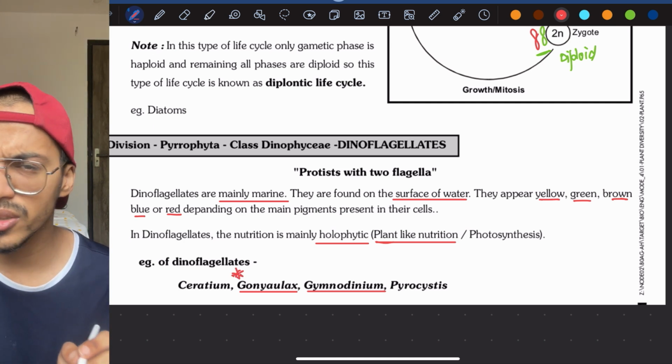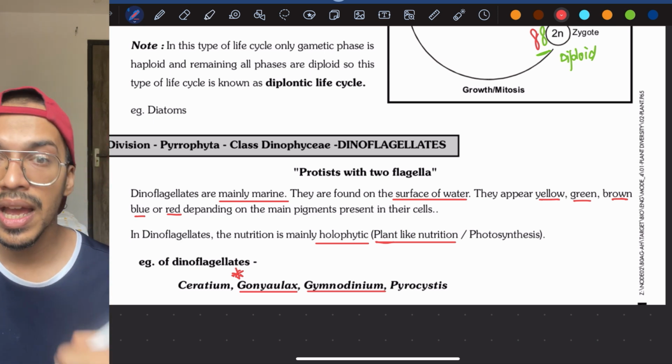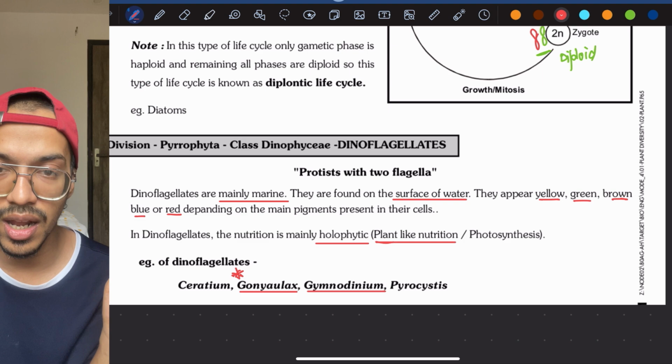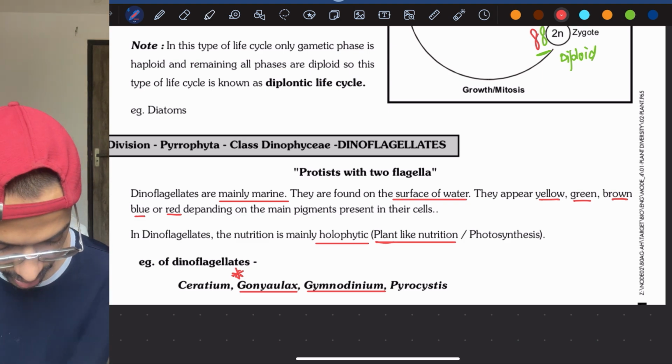Rest, if you forget, also no issues. So Gonyaulax and Gymnodinium, and their high numbers cause the tides of the sea to appear red in color. Okay, so that is what they are called, the red tides, which we are going to study further.